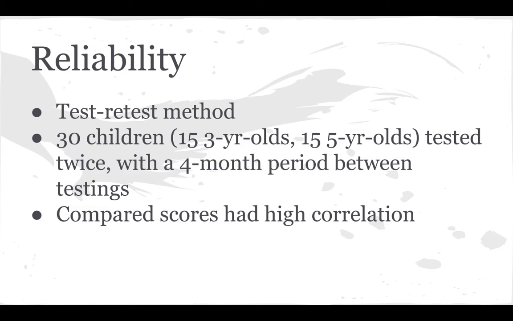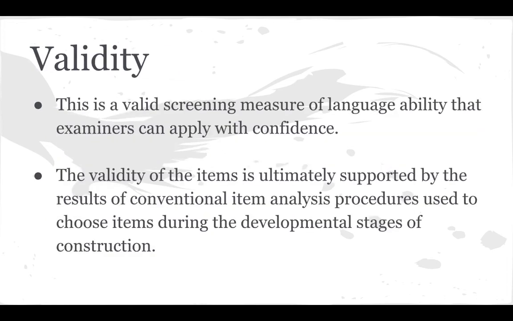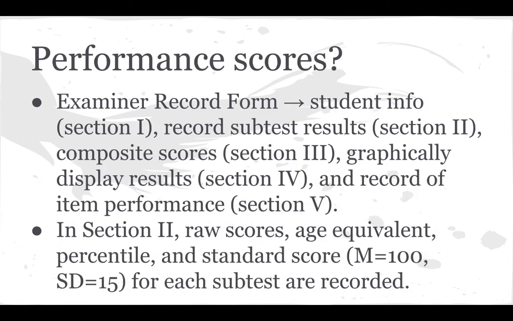The reliability method used was the test-retest method. They tested 30 children, 15 3-year-olds and 15 5-year-olds, twice with a 4-month period between testings, and the compared scores had a high correlation. This is a valid screening measure of language ability that examiners can apply with confidence. The validity of the items is ultimately supported by the results of the item and item analysis procedure used to choose items during the developmental stages of construction.